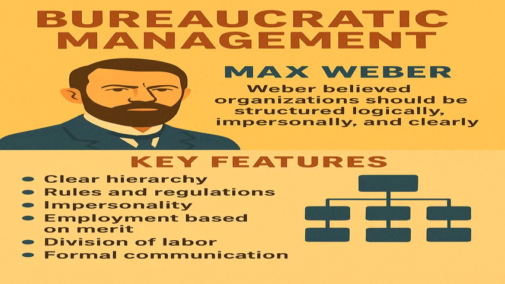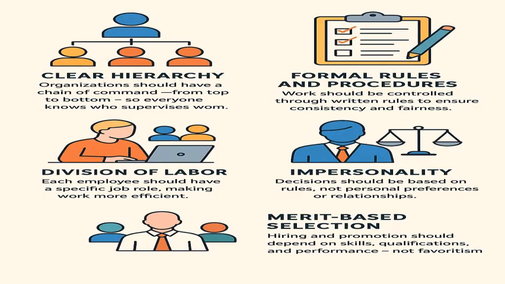So key features of bureaucratic management are clear hierarchy, rules and regulations, impersonality, employment based on merit, division of labor, and formal communication. Clear hierarchy means an organization should have a chain of command from top to bottom, so everyone knows who supervises whom.